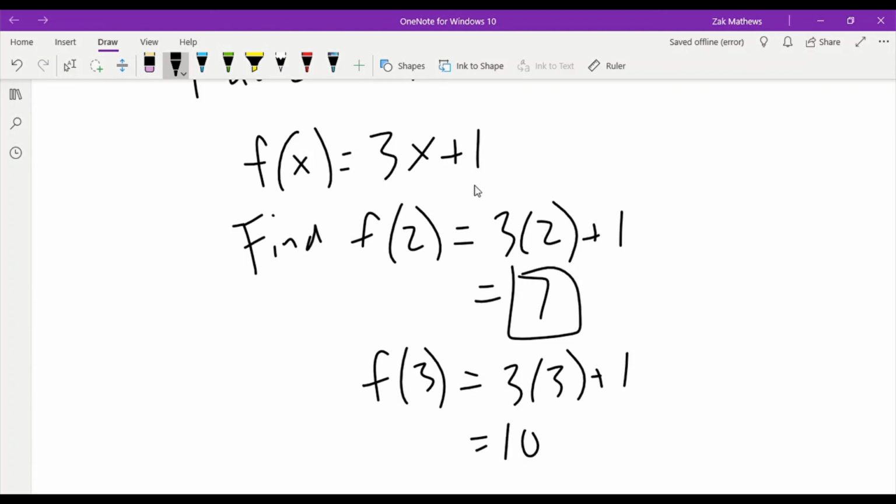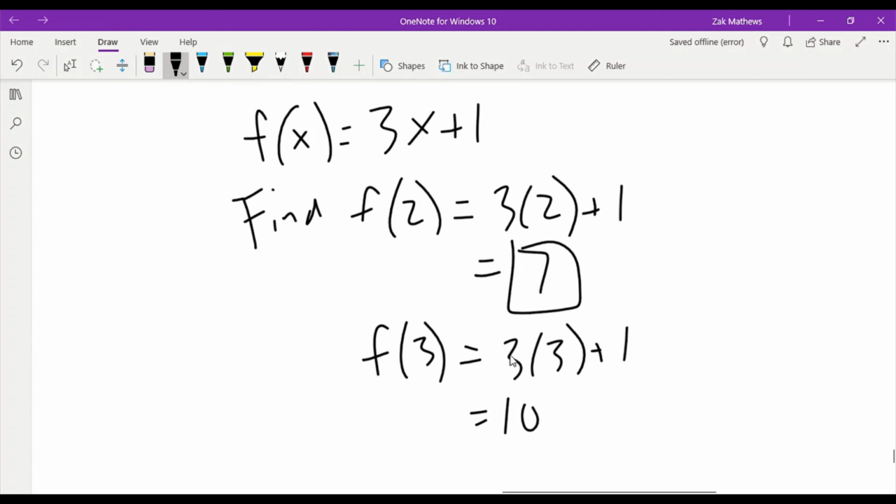Why can't I just say, well, if y is equal to 3x plus 1, find what y is when x is equal to 2? I could do that, but that's a lot of words. If y is equal to this, what is y when x is equal to 3? Again, a lot of words. This is expressing that very concisely.